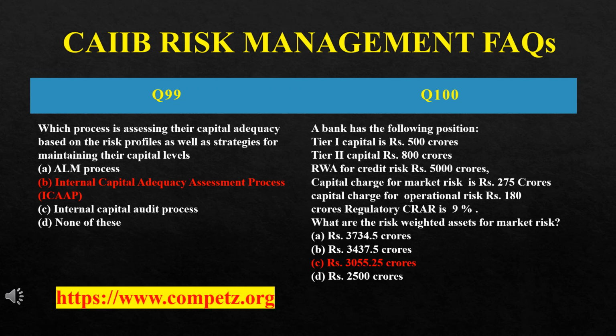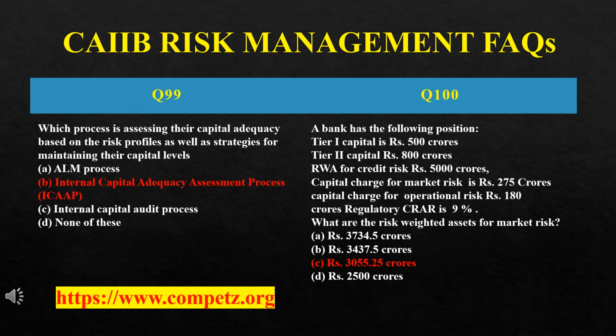Before looking at the answer, just see how to solve. Capital charge for market risk they have mentioned is 275 crores. As per that, the CRAR ratio is 9%. Capital charge is multiplied by 100 divided by 9, or you can say 11.11, to get the risk weighted assets for market risk.